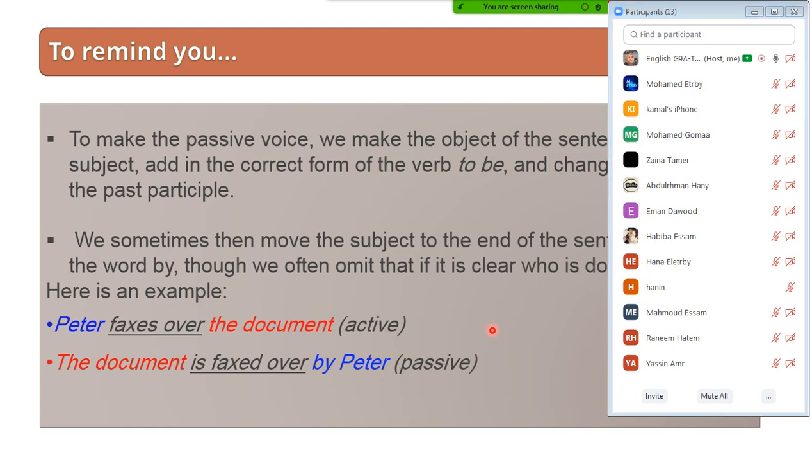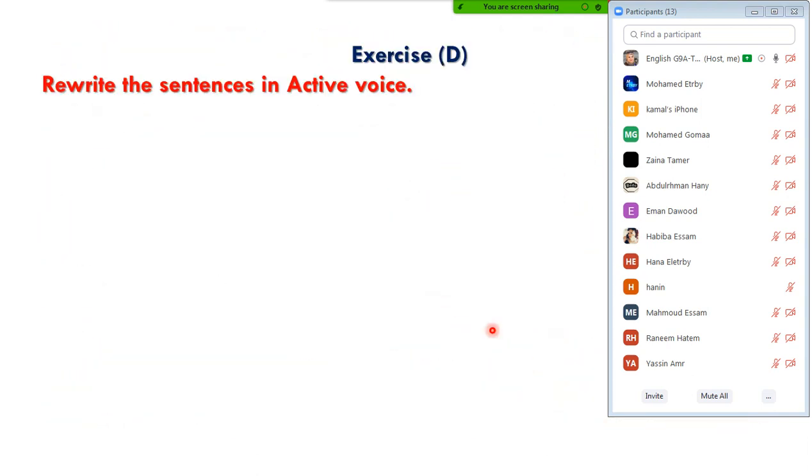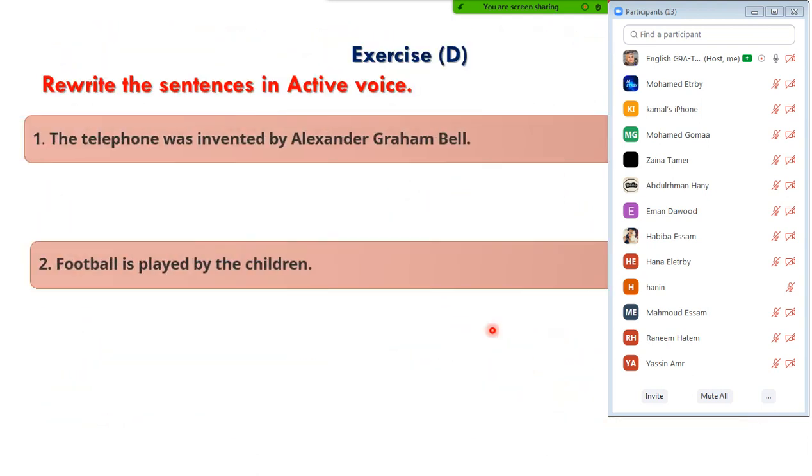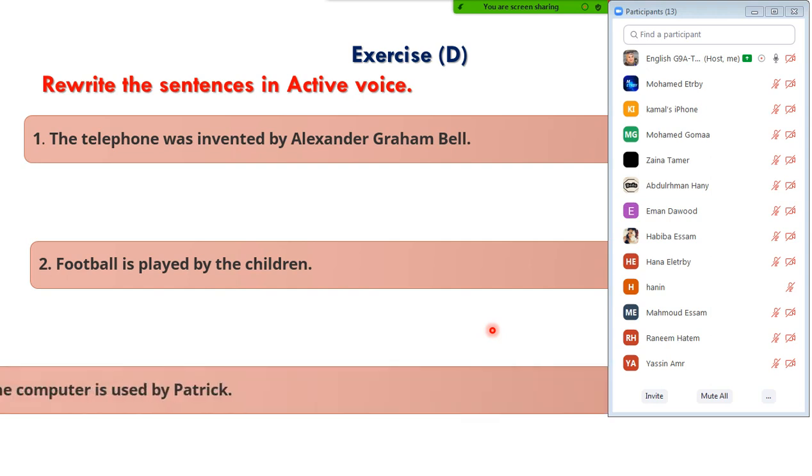In order not to waste our time, let's check the exercise together. I think we have done this before, right? We have done this exercise before together. The telephone was invented by Alexander Graham Bell, right? Hannah, someone tell me. No, miss, we didn't. Okay, anyway.